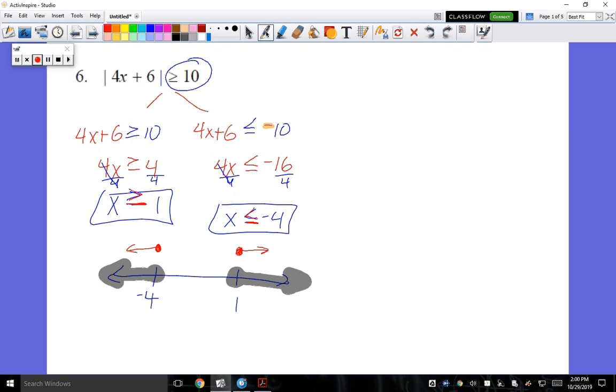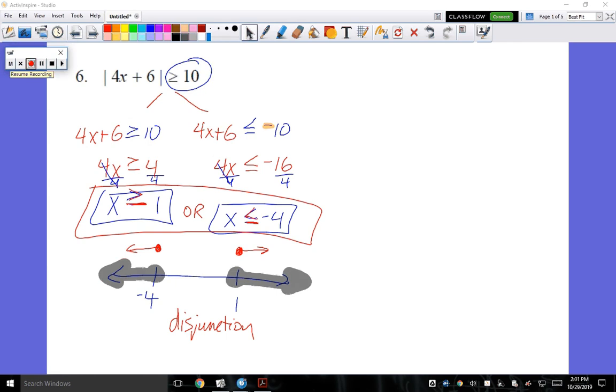This is a disjunction, which means it's or, and it would be x's that are greater than or equal to 1, or x's that are less than or equal to negative 4. Now let's check for extraneous solutions just to make sure everything is good to go.